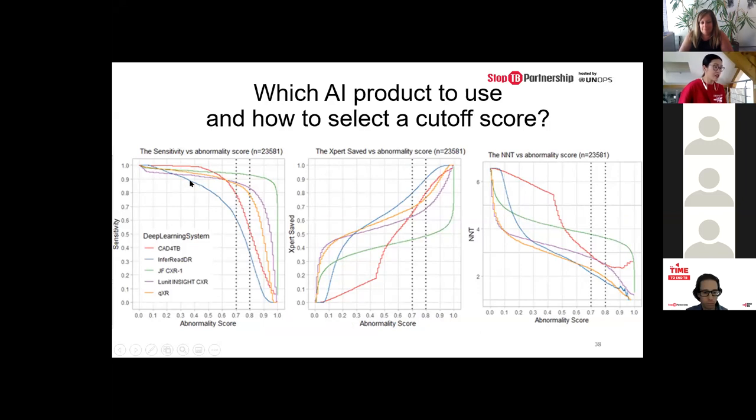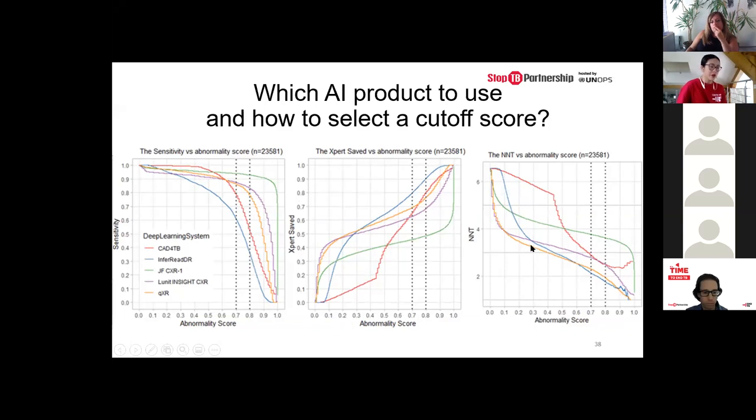This test does not, at each given cutoff score, for most of the scores, have the highest sensitivity. But on the contrary, if you look at the matrix, if you look at GeneXpert saving as a proxy of cost, you can see this blue curve is, most of the time, on top of the other 4 products, meaning that the cost saving or GeneXpert saving ability is higher with this product.